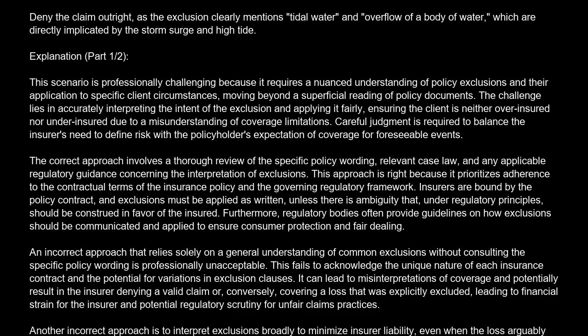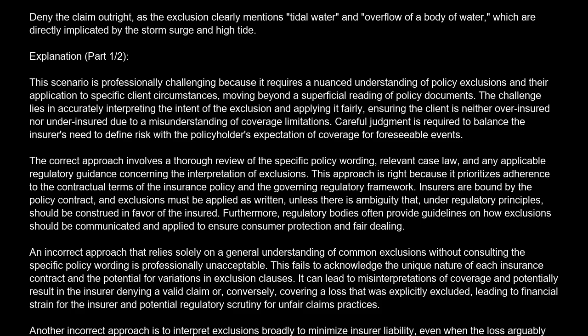The challenge lies in accurately interpreting the intent of the exclusion and applying it fairly, ensuring the client is neither overinsured nor underinsured due to a misunderstanding of coverage limitations. Careful judgment is required to balance the insurer's need to define risk with the policyholder's expectation of coverage for foreseeable events. The correct approach involves a thorough review of the specific policy wording, relevant case law, and any applicable regulatory guidance concerning the interpretation of exclusions.